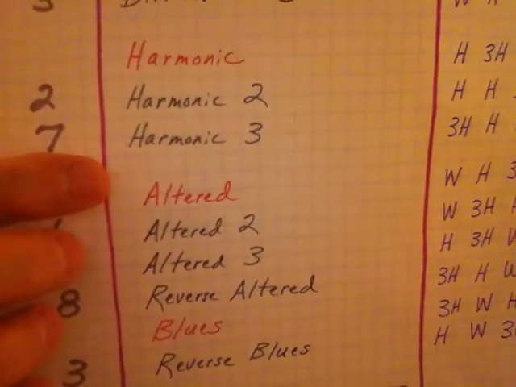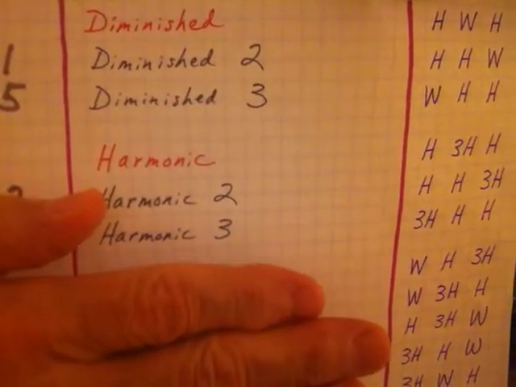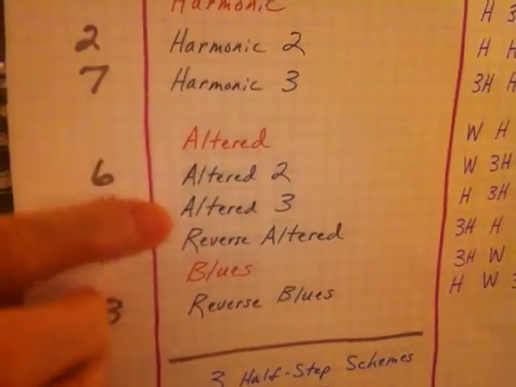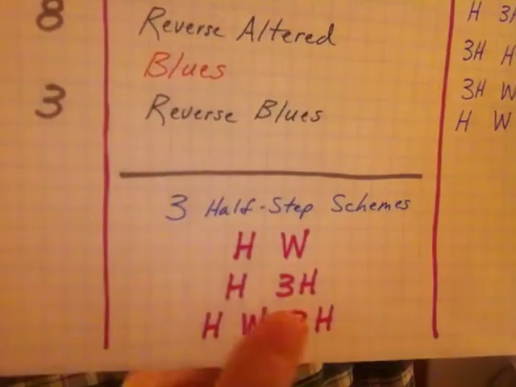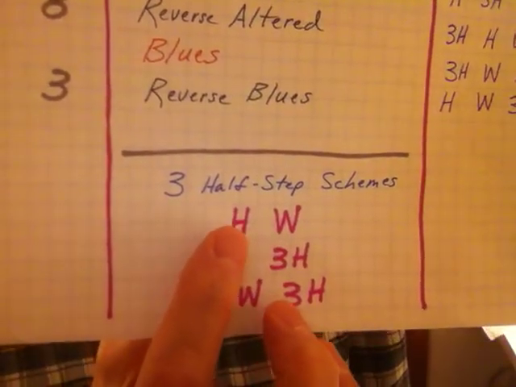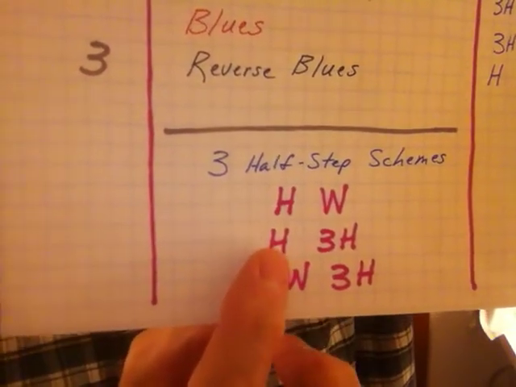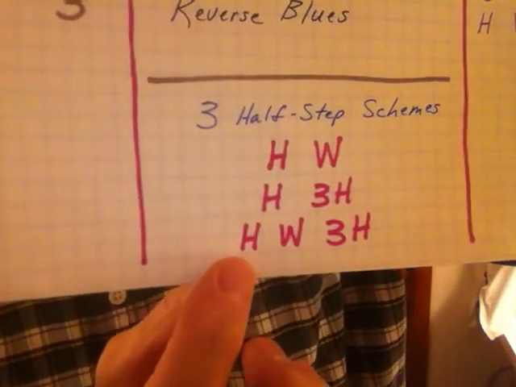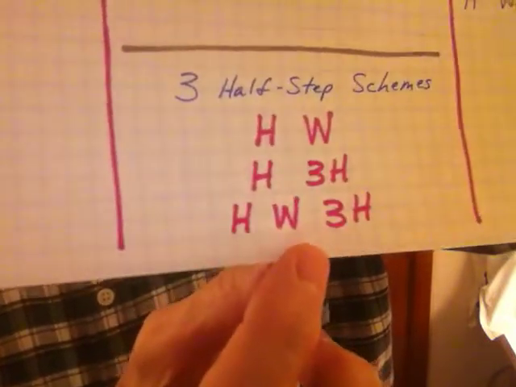So basically this group, then here's another group based on the order of half steps. Then you have your third group, which would include the altered and the blues. So you have 3 half-step schemes: those with combinations of half and whole, those which have only odd half-step intervals, half and 3 half, and then you have the scheme which has one of each, half, whole, and 3 half.